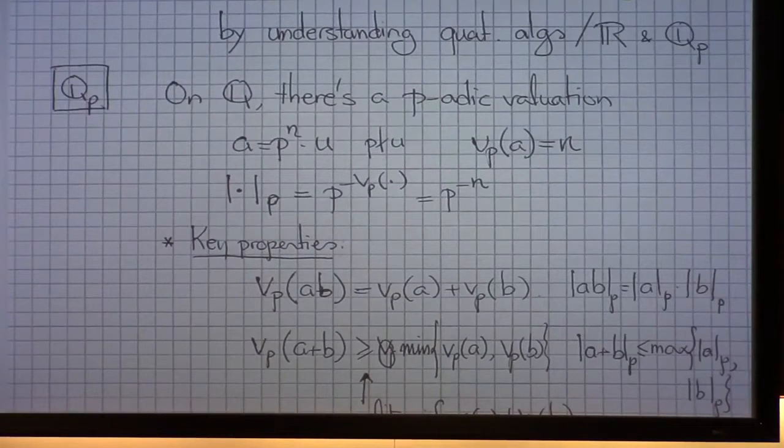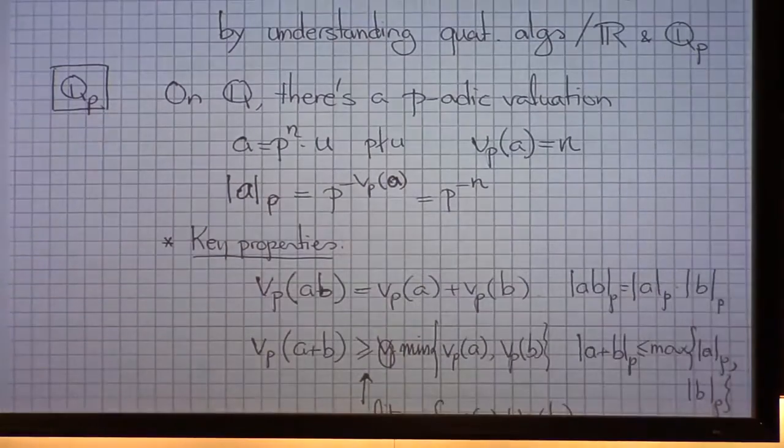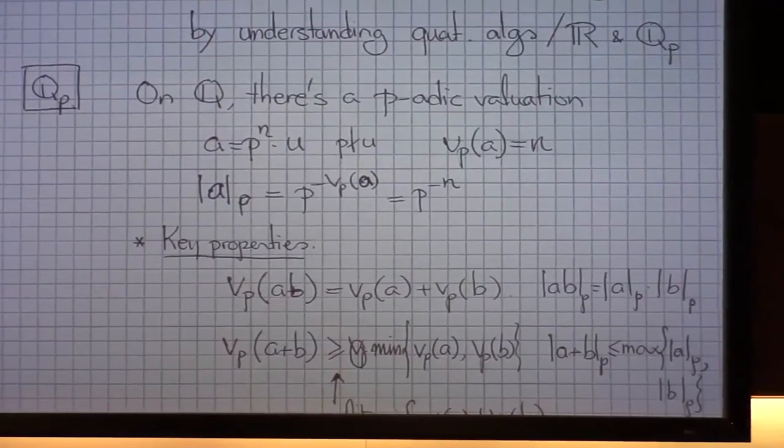On Q, there's a p-adic valuation: we can write an integer A as p to the power n times something not divisible by p, and the p-adic valuation of this integer is just the exponent n. The p-adic norm of A is p to the negative p-adic valuation of A, which is p to the negative n. So if A is more divisible by p, the p-adic norm of A becomes much smaller. It's a little bit strange if you see it for the first time.